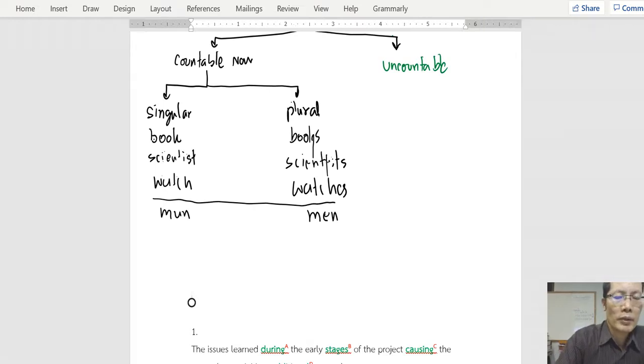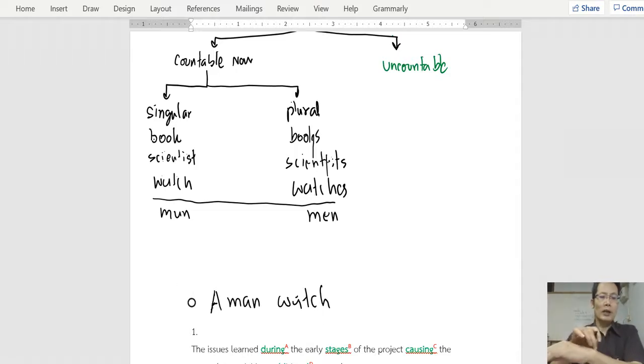For example, if you use a man watch, this one is not the watch on our wrist, but watch here means we look: a man looks. So when the verb watch ends with CS, end with S, SS, CH, SH, S, maybe X or Z also, put ES here. Present simple tense.